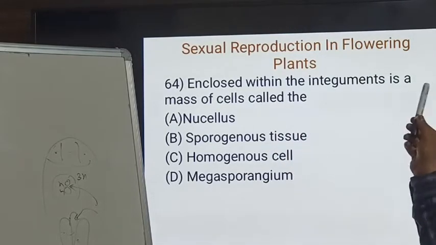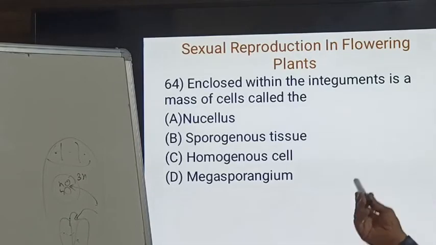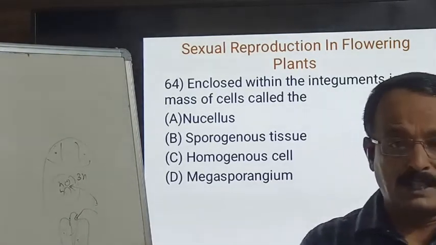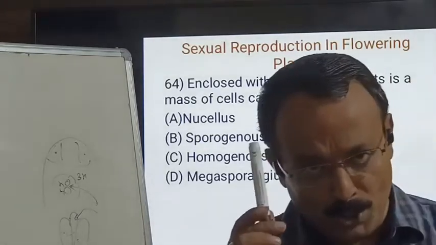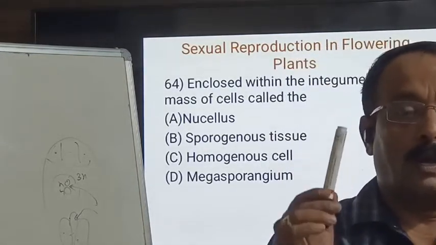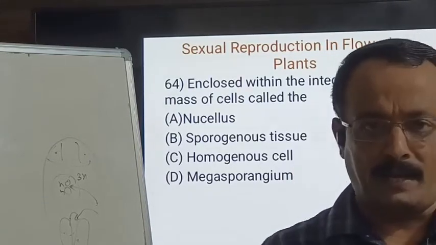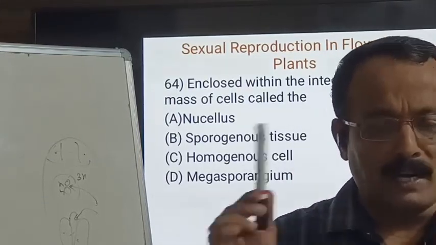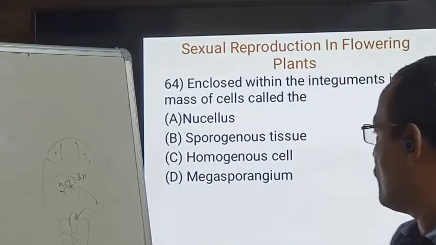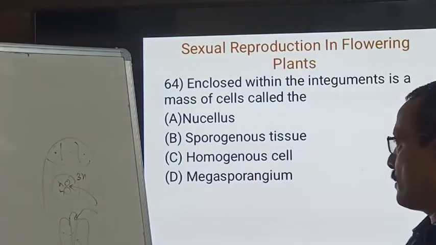Enclosed within the integument is a mass of cells called what? Inside the ovular megasporangium, within the integuments, one point you have to note down: the integument may be one layer or two layers. The integument encloses a mass of nutritive tissue that is called the nucellus. Next slide.